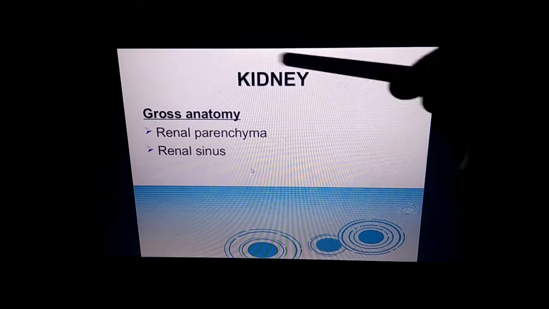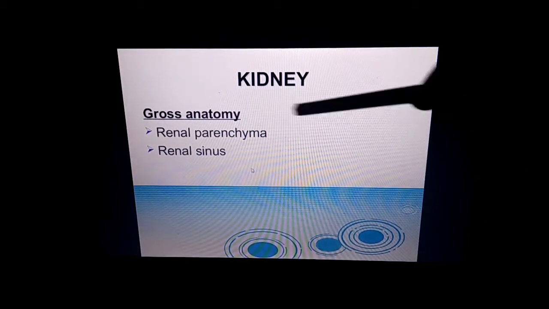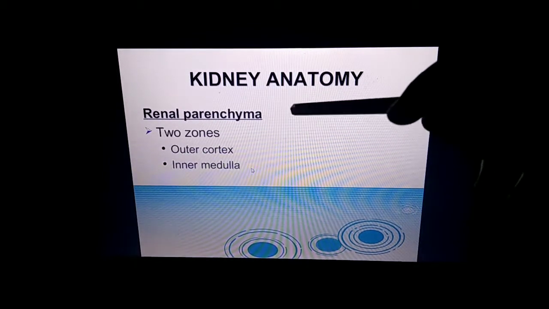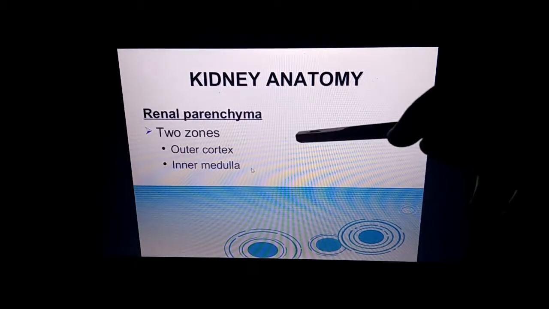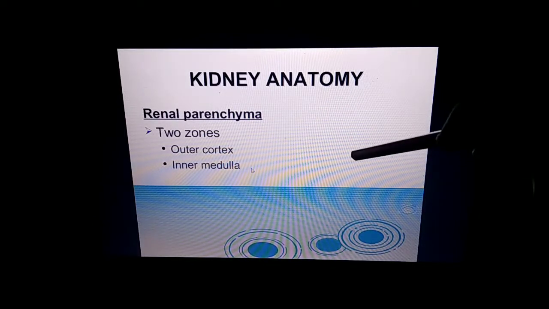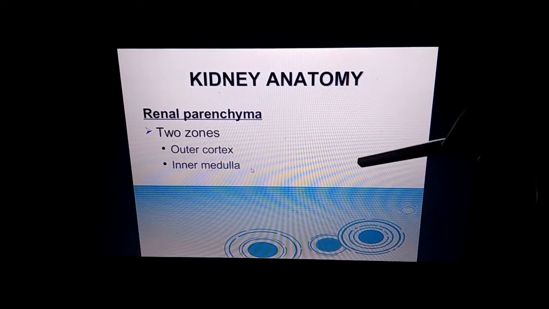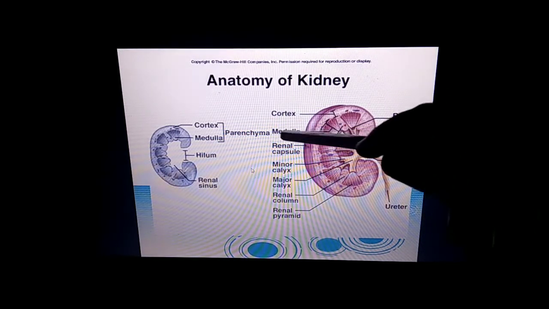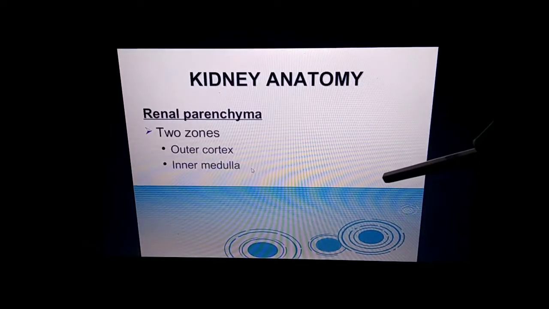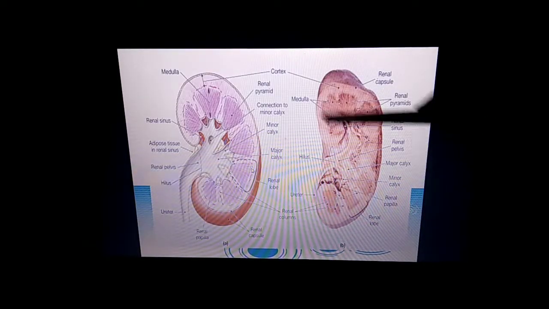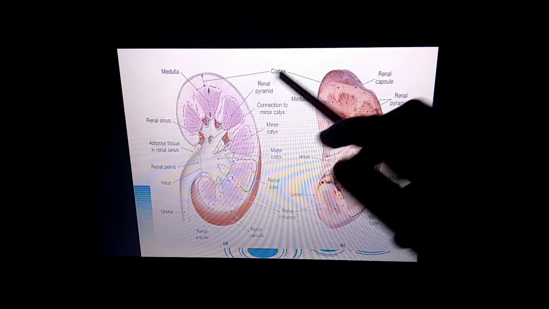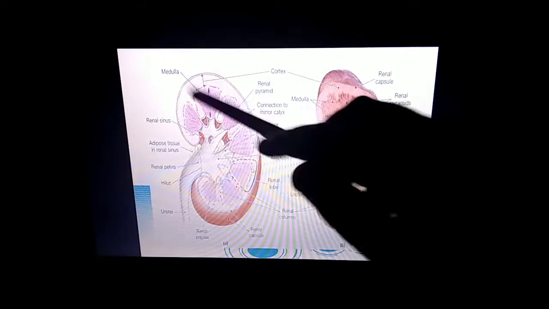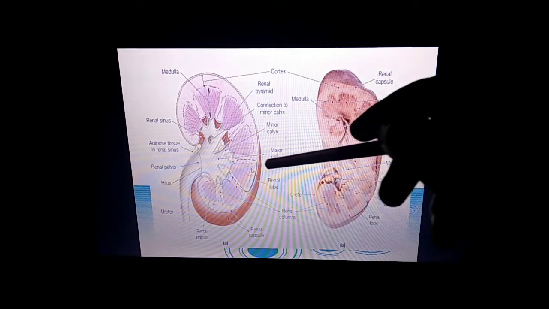Now kidney gross anatomy: it is divided into two parts, that is renal parenchyma and renal sinus. Renal parenchyma contains two zones. First one is the outer cortex, as I already showed, outer portion is cortex, inner is medulla. This is the portion that is cortex, inner portion is medulla. This is the renal medulla, this pyramid-like structure that I have already discussed.